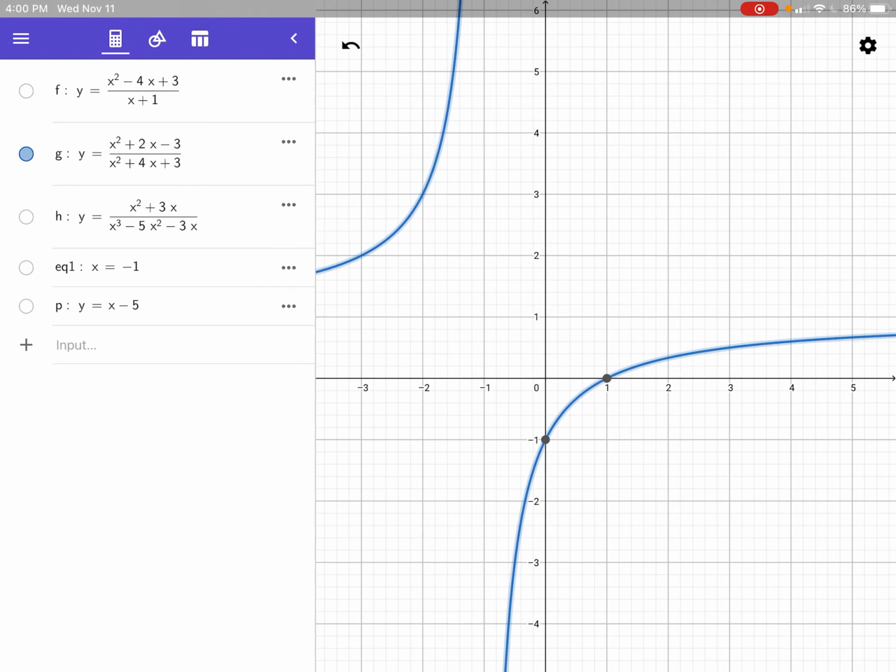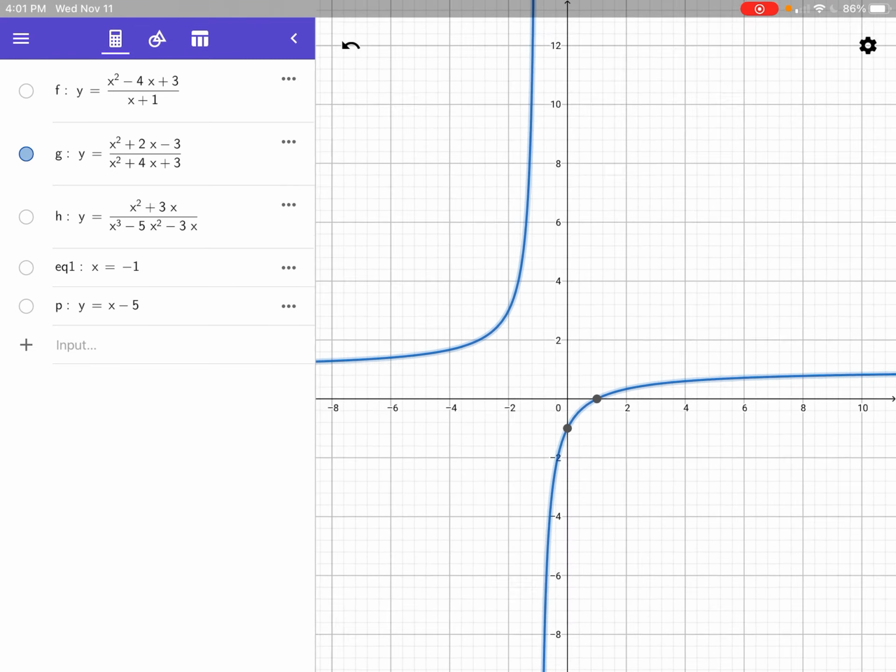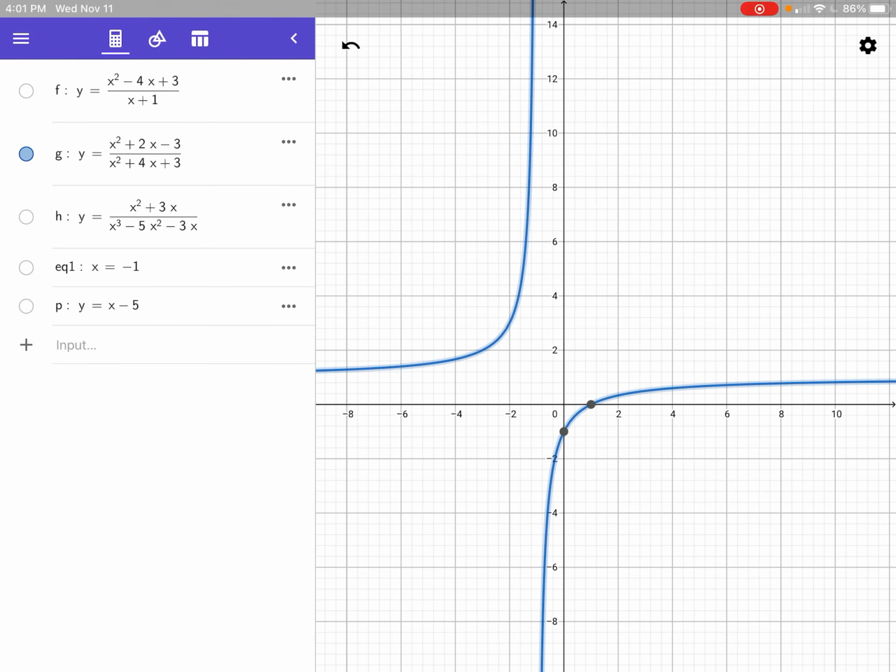So technology is a guide. We still need to understand what these graphs look like, the basis, the foundation of them. But technology is a guide to help us.